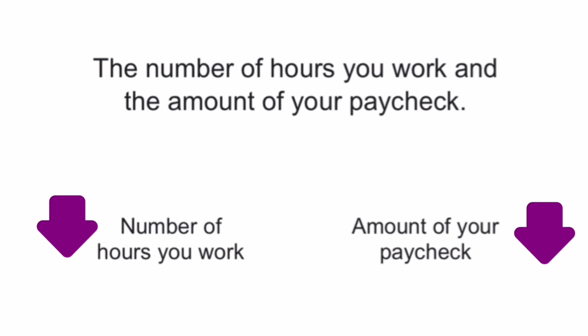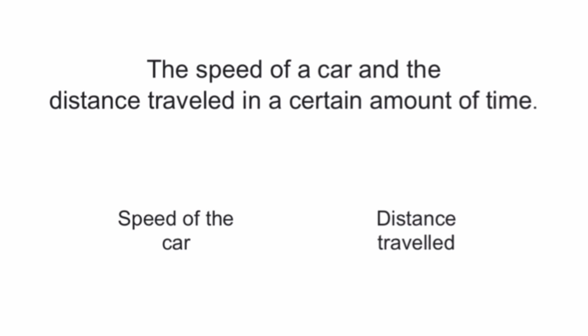Now let's take another example. The speed of a car and the distance traveled in a certain amount of time are directly proportional to each other, which means that if a car travels faster, then it can cover more distance in a given amount of time. On the other hand, if a car travels at a slower speed, then it covers less distance. This tells us that the speed of a car is directly proportional to the distance it travels in a certain amount of time.